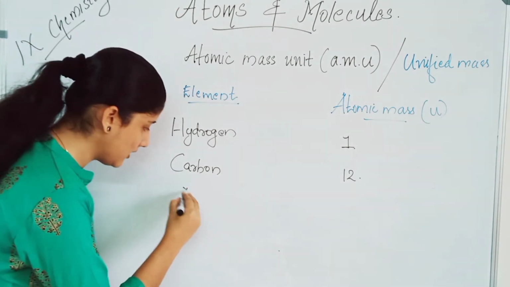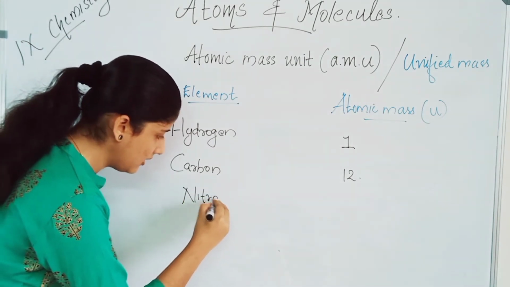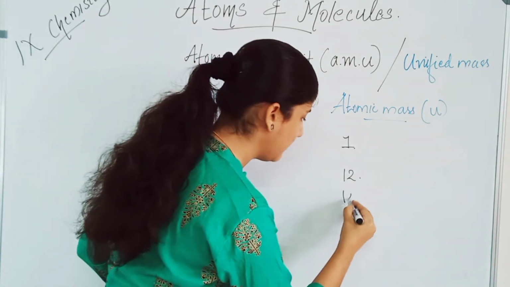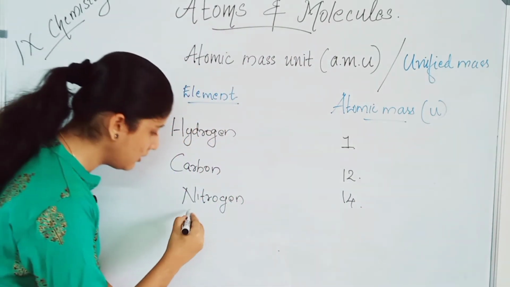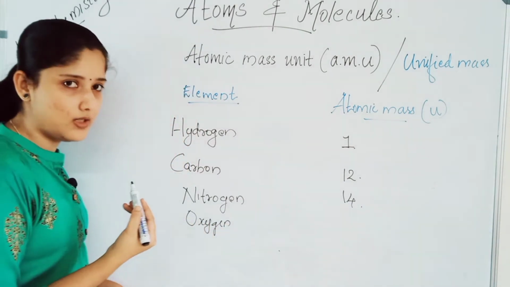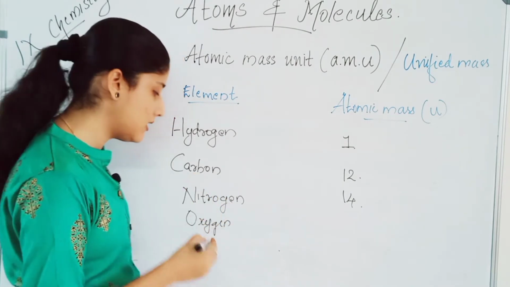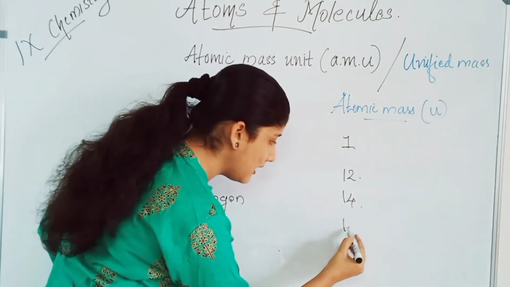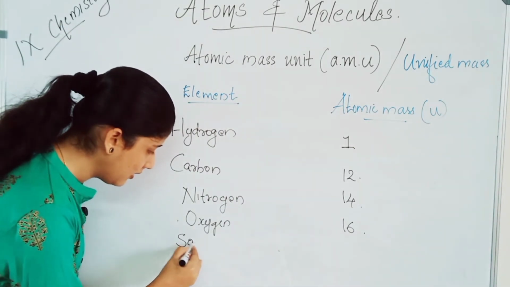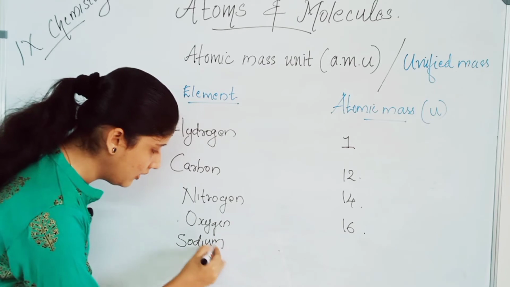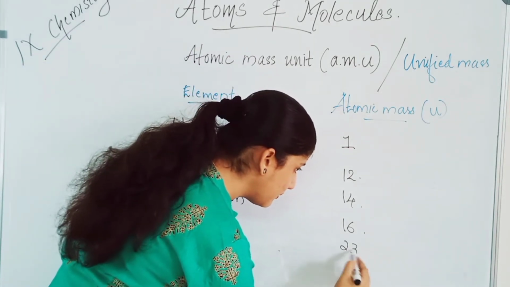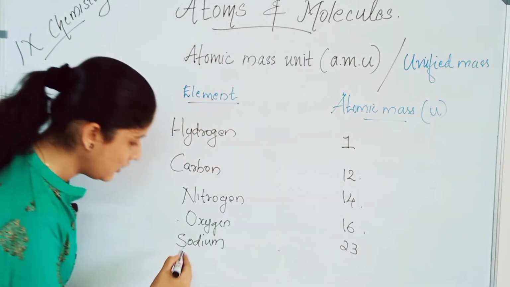Then nitrogen, the atomic mass is 14. For oxygen it is 16. The unified atomic mass of oxygen is 16. And for sodium, it is 23. Next, magnesium.